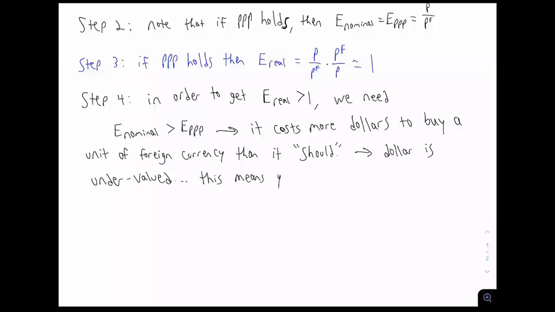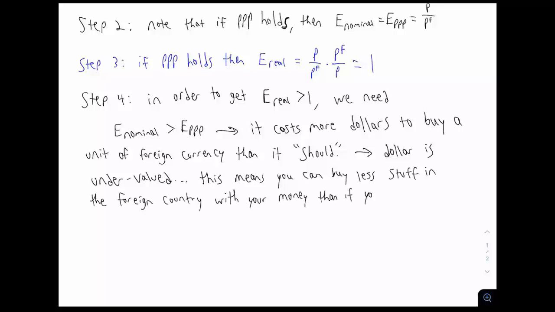That means you can buy less stuff in the foreign country with your money than if you spent it on stuff domestically. Remember, the whole idea of a real exchange rate, real means goods and services. It means the stuff that you can buy with your money, right? Nominal is just the numbers on the price tag, right? And those don't mean as much to us as the stuff that we can buy.